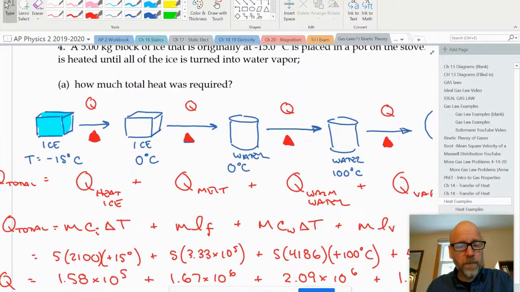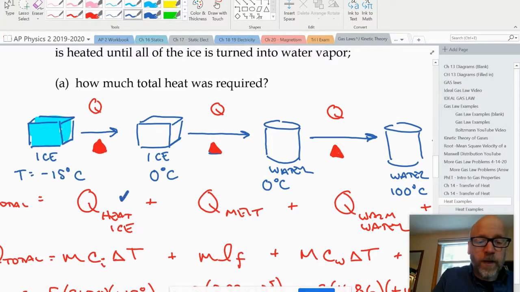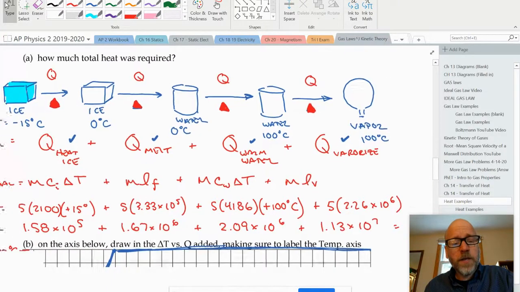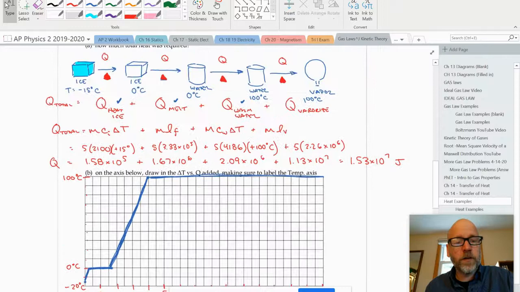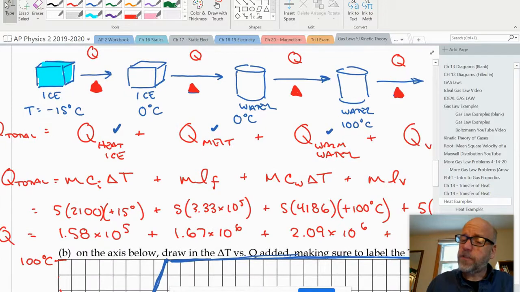The total heat would be the heat necessary to heat the ice, to melt the ice, to warm the water, to vaporize the water. Now, because I knew I had to graph this, I actually broke it down into different parts. So I'm going to say the energy to heat the ice is going to be mc delta T. Now, the specific heat of ice is slightly different than it is for water. Actually, it's quite a bit different than it is for water. I find that number on the chart on the front of the paper.